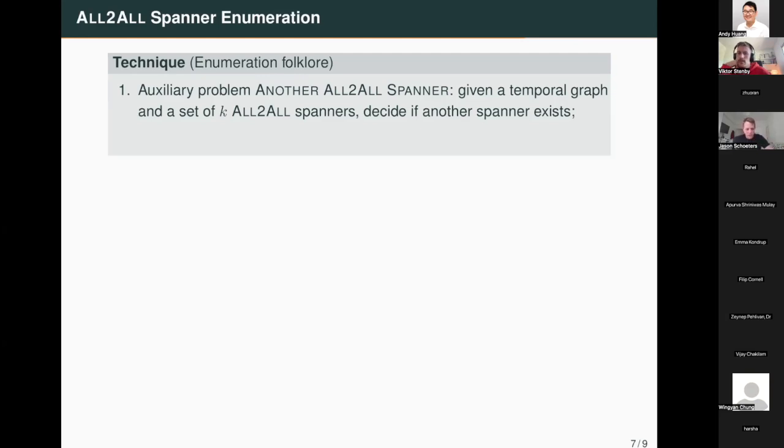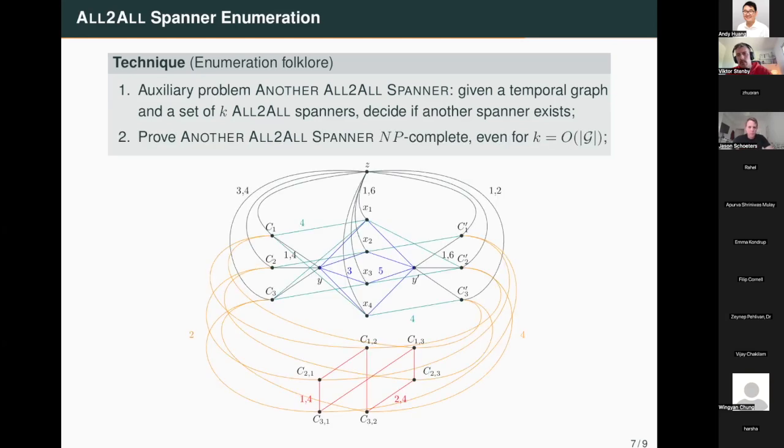Let's go over how to prove the really negative results. So at first, what you do is you create this sort of auxiliary problem, which we called another all-to-all spanner. And the problem states that when you're given a temporal graph and a set of k all-to-all spanners, you would like to decide if there's another spanner that exists, or if the k ones are all there are.